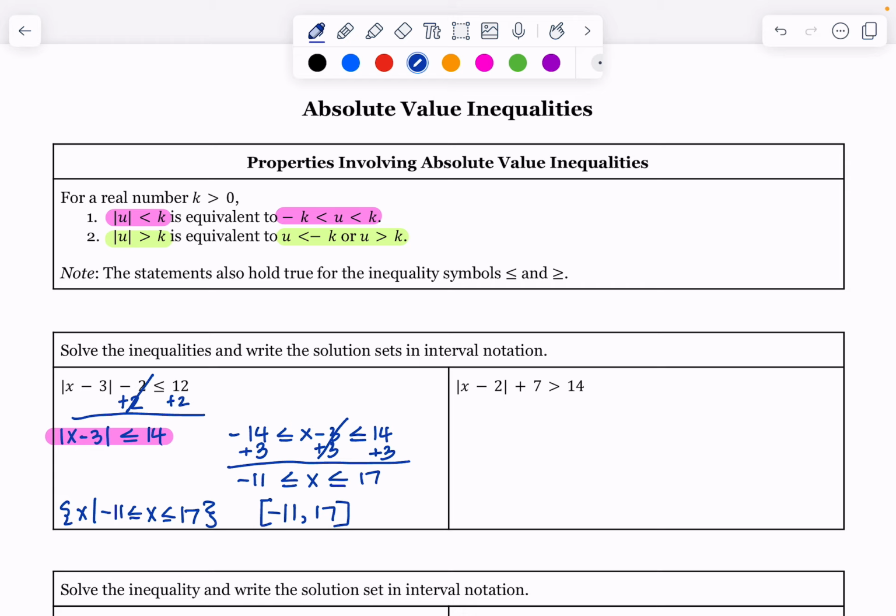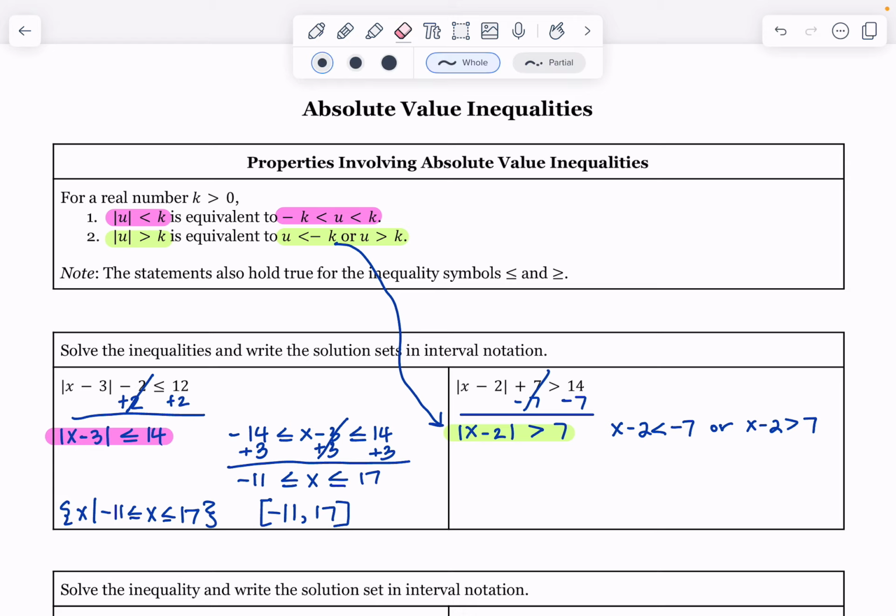All right, for the second one, I'm going to subtract 7 on both sides because we need to get the absolute value by itself. So we've got the absolute value of x minus 2 is greater than 7. Now if we look up at our properties, because we have a greater than, this correlates with what we highlighted in green above. So we can write this in the form of u less than negative k or u greater than k. Sounds a little weird, but if we take that off to the side, we're going to have it in two pieces: x minus 2 is less than negative 7, or x minus 2 is greater than positive 7.